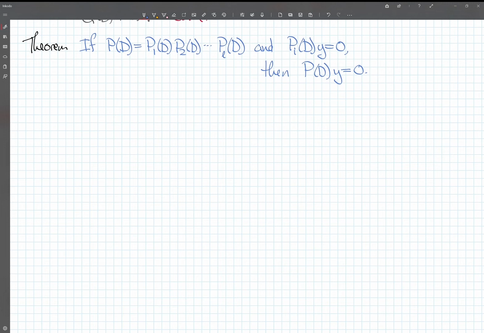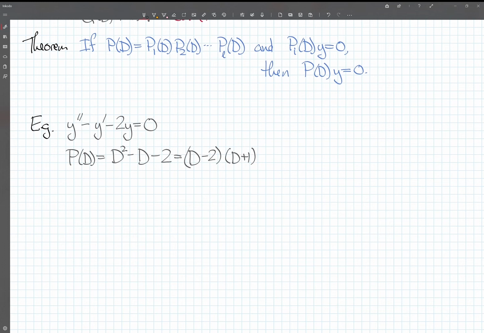Let's do an example. So we write down the auxiliary polynomial and we factor it. So now we need to solve the following two equations. y prime minus 2y equals 0, that comes from the first factor, and y prime plus y equals 0. That comes from the second factor. So you notice these are lower order equations. They should be easier to solve.